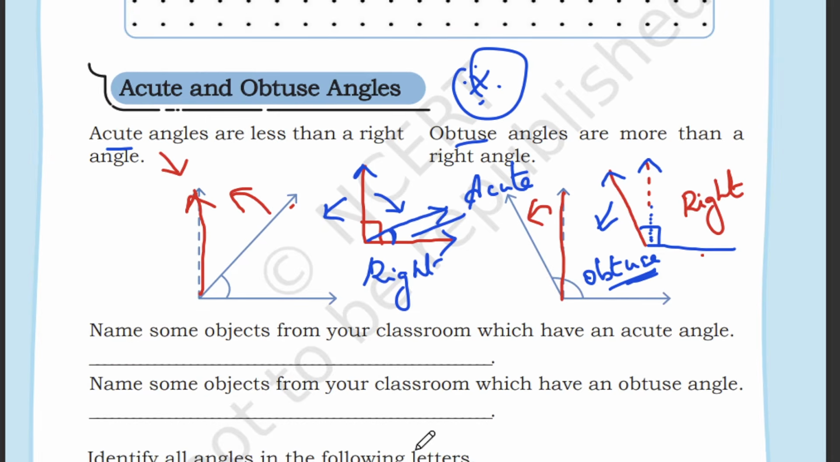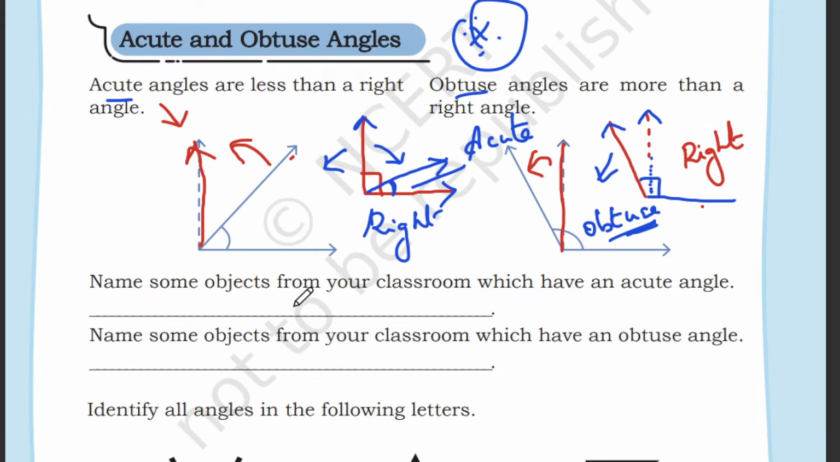Okay. So now name some objects from your classroom which have an acute angle, and name some objects from your classroom which have an obtuse angle. Identify the angle in the following letter.